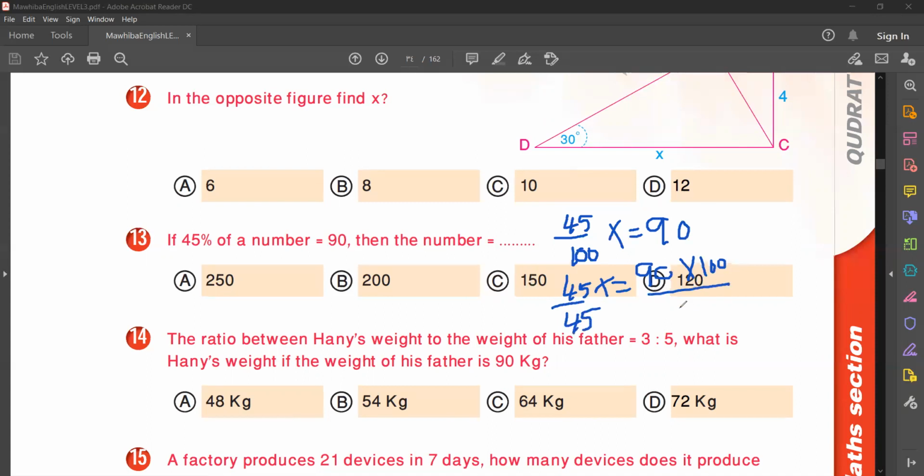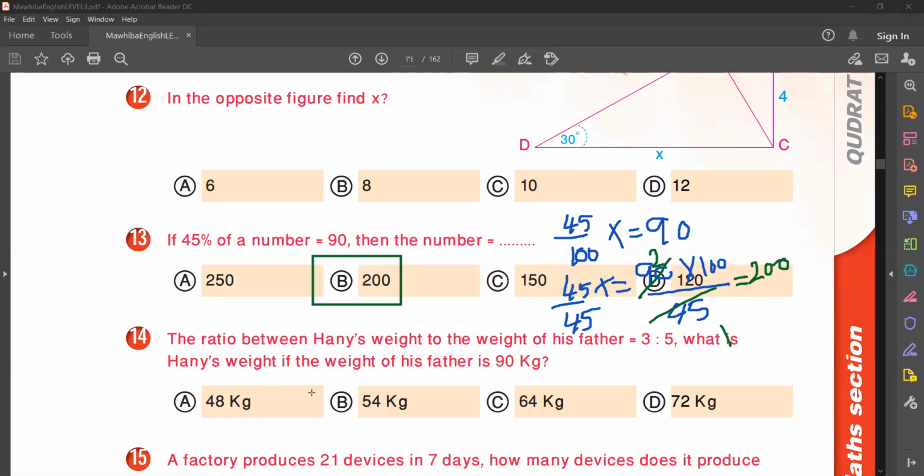Also the second here, 45. You also simplify this one here, 2. Then 2 times 100 equals 200. So x is 200. So the answer is B. Is it clear?